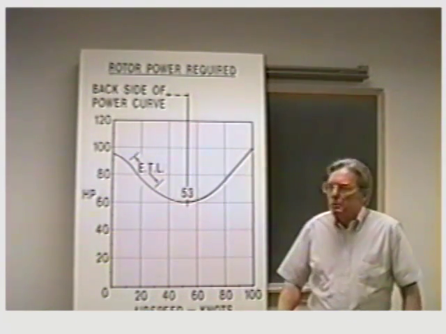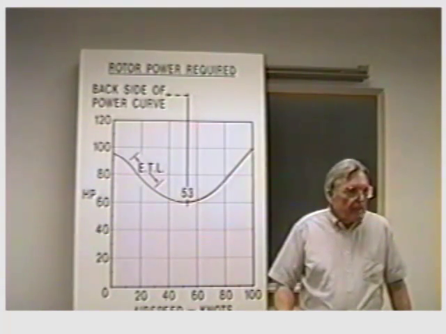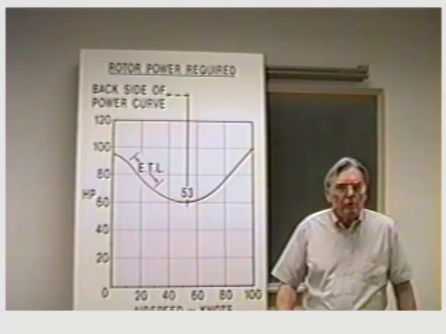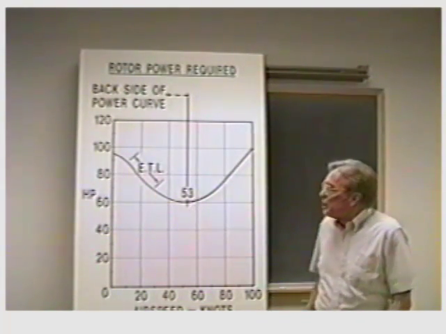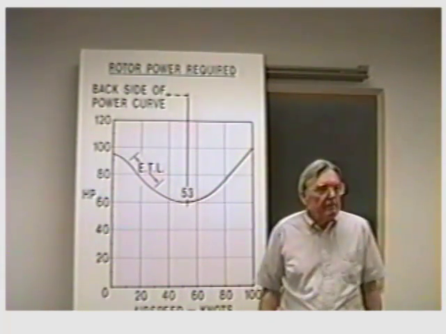Because we're using the least amount of power for level flight, we have the greatest amount of power left over to climb with. And it will tend to be at or very close to our speed for a minimum rate of descent in autorotation.